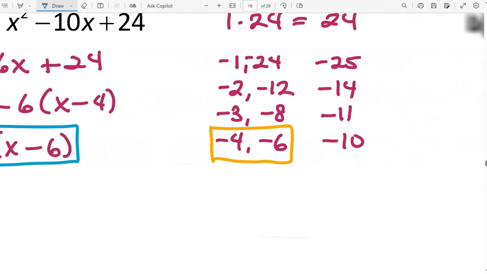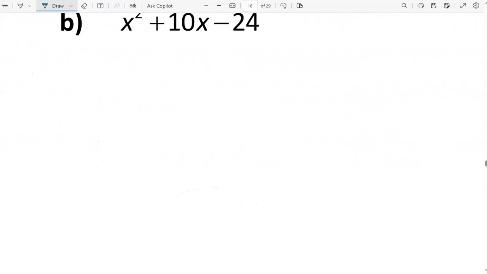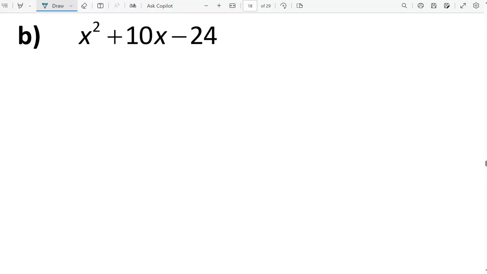And now let's work the second example with our signs switched. So this time A is 1, B is positive 10, and C is negative 24. So A times C is 1 times negative 24, which is negative 24. Our pairs of factors need to be one negative and one positive. Now the positive value is going to need to be of larger size than the negative value because these have to add up to positive 10.